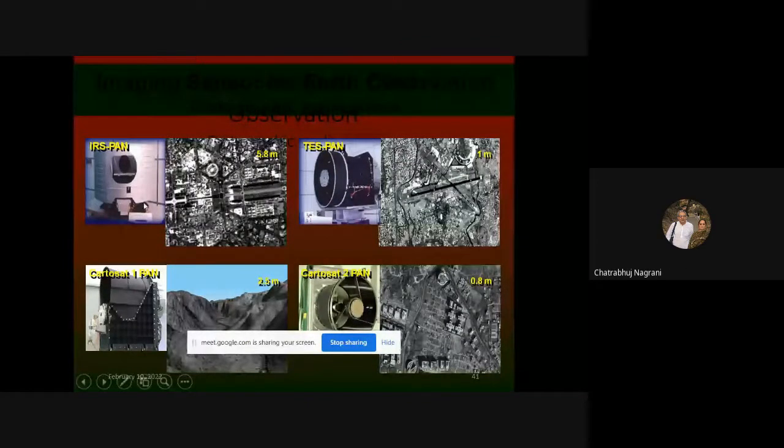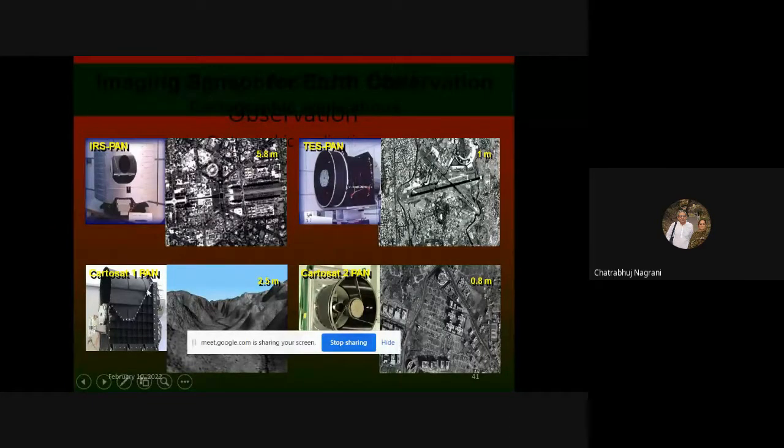I don't know why. So you see, I have Cartosat. Earlier, in the beginning, what I call IRS pan had a resolution of 5.8 meter. Then I went to TES. TES I had launched quite early, in the 2001, 2002 time frame. But that had a resolution of 1 meter. But that had certain limitations. You will see what the limitations were.